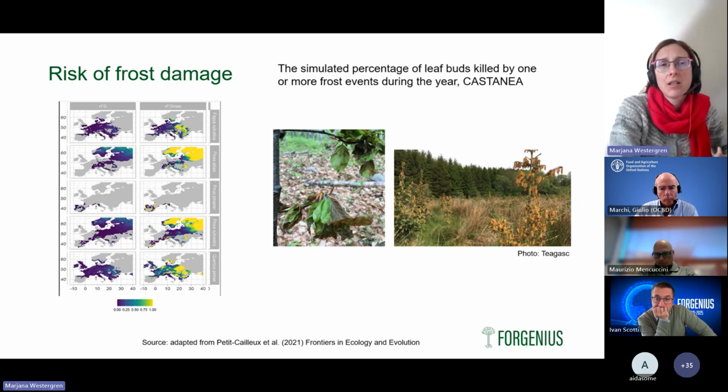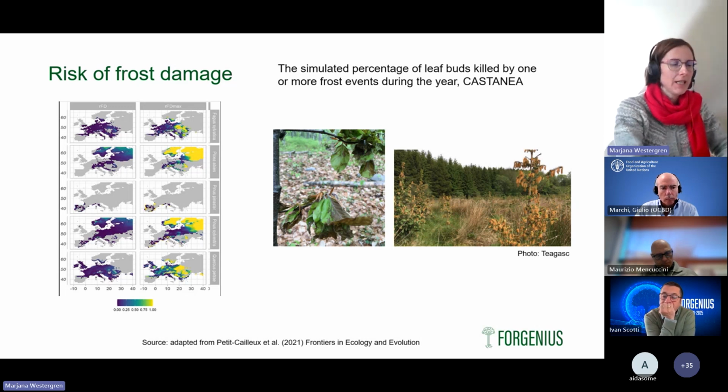And why is this indicator telling us about vulnerability? Well, because if leaves are damaged, then the trees are more under stress. They don't have the photosynthetic apparatus to produce their sugars. And the more this happens, the more vulnerable the population in its entirety is.